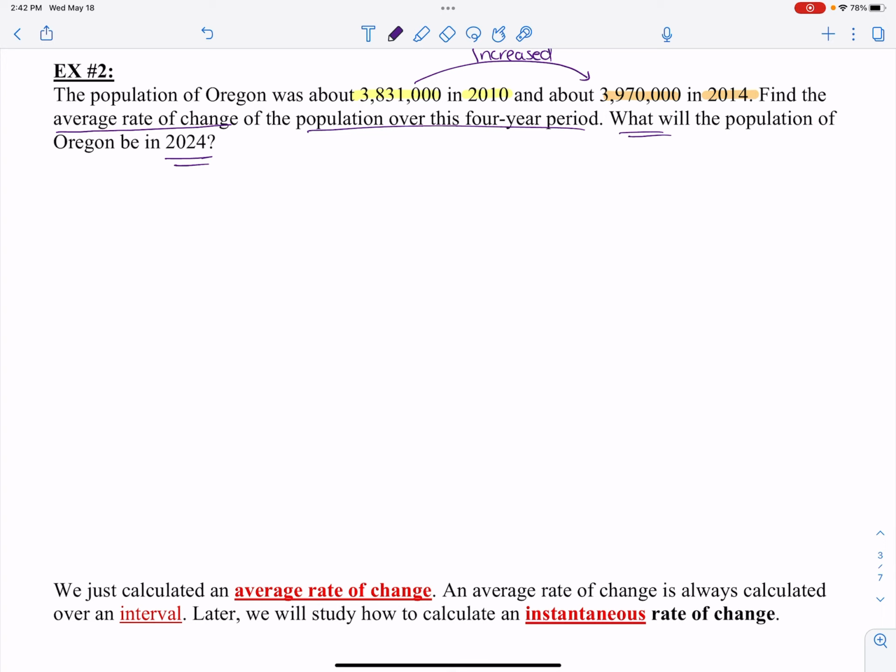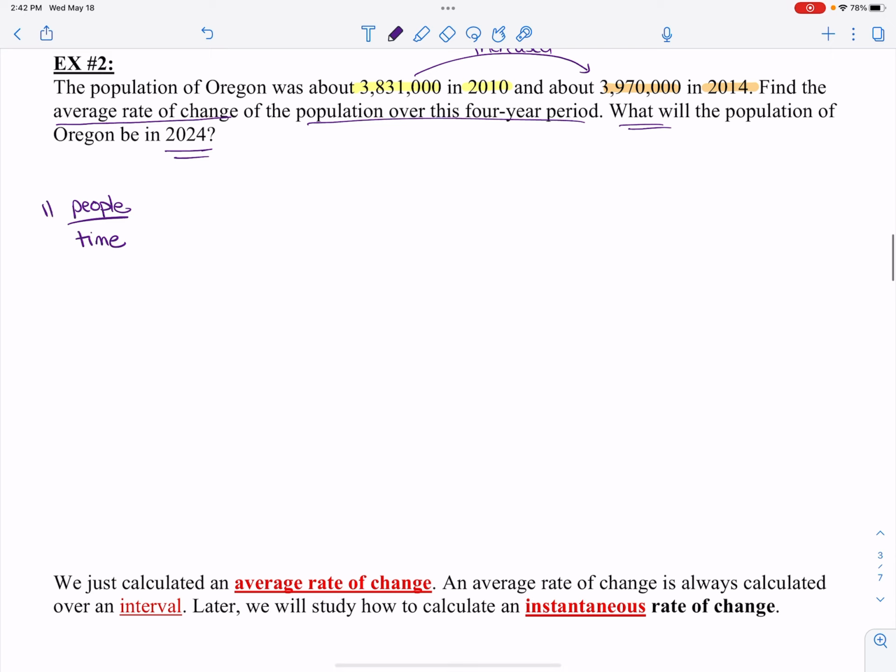Now notice my slope is not going to be a ratio this time because my units are different. I am looking for how many people per year, per whatever the time increment is. That's what I'm looking at. So the change in the number of people over the change in time. Units different, people versus years. So to solve for this, I'm going to put my population on top.